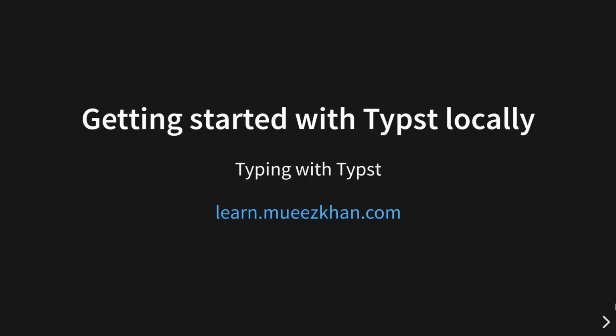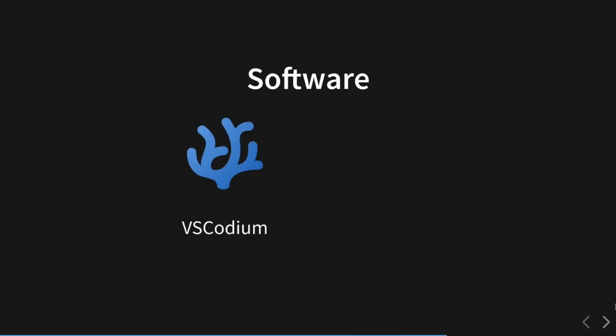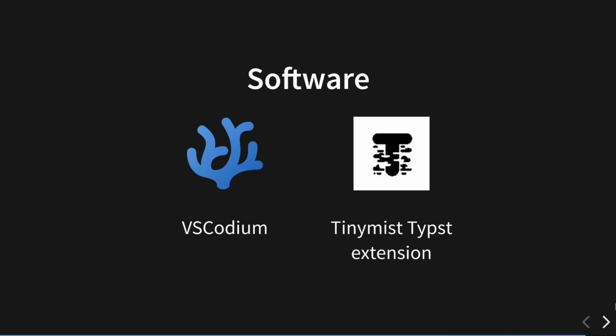In this lesson, we'll take a look at how to get started with Typst locally. To use Typst locally, we may want to use some software, such as a code editor. In this case, the main software we'll be using is VSCodium. If you're a developer, you may know something called VS Code, which is very similar. However, VSCodium attempts to remove telemetry. We'll also need the Tinymist Typst extension, and we'll install this through VSCodium.